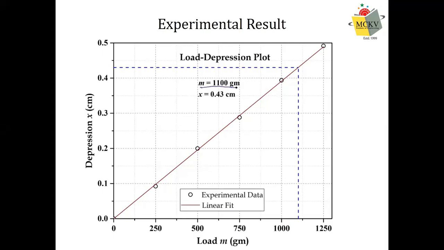You can choose anything because this is a straight line passing through origin. At any point, slope will be same, but from the point of view of error, we will always try to take a higher value. So instead of taking a load of say 300 grams, we are choosing 1100 grams. So this is the position for 1100 grams, and we will find out the value of depression.